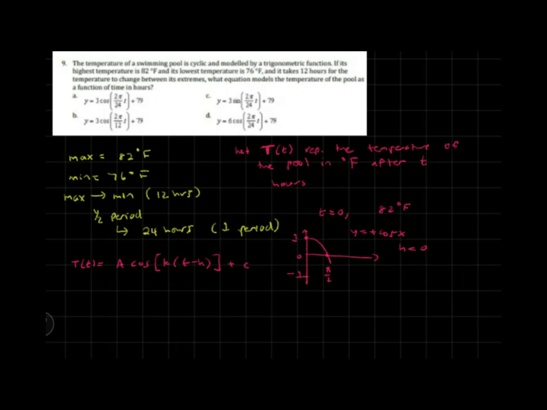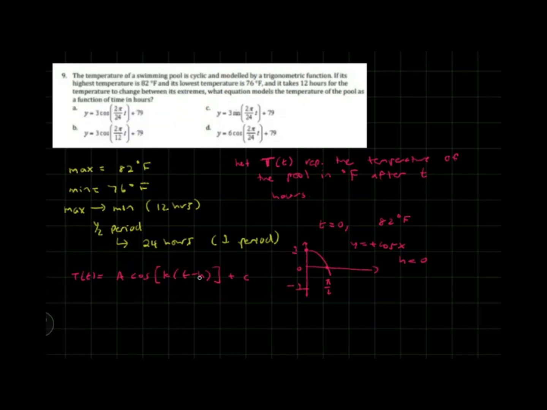And I want to find some of these parameters, basically. So we know that the phase shift here is 0, so we don't have to worry about that. I need to solve for my a value, my k value, and my c value. Now T here is the period. This is the amplitude. K is the frequency.